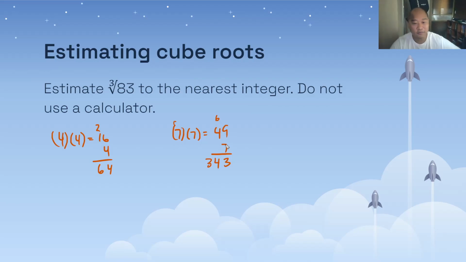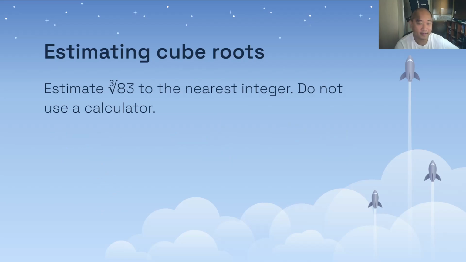I don't know why I went with such a big difference in numbers, with 4 and then all the way to 7. My mistake. I meant to do 5 times 5 times 5. Here I am just wasting your time. I apologize. So that's 125. 83 is closer to 64 than it is to 125. So if we were to estimate the cube root of 83, we would say about 4. Okay, that was kind of embarrassing.